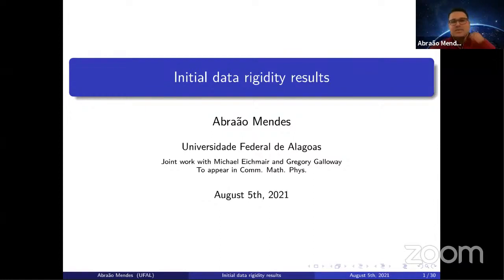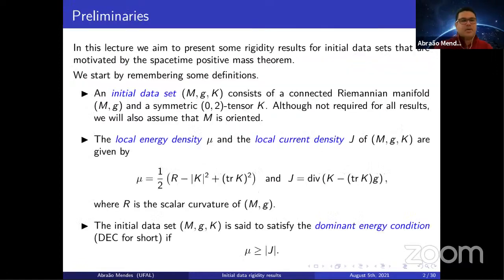As Lucas said, today I'm going to talk about initial data set rigidity results. This is joint work with Michael Eichmair and Greg Galloway, which is going to appear in Communications in Mathematical Physics. In this lecture, we aim to present some rigidity results for initial data sets that are motivated by the space-time positive mass theorem.